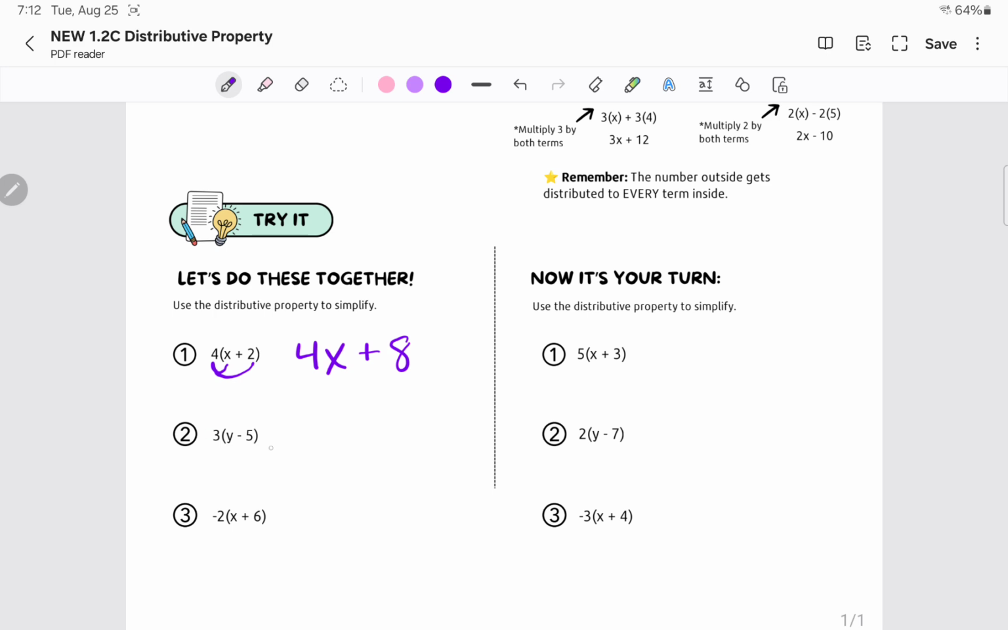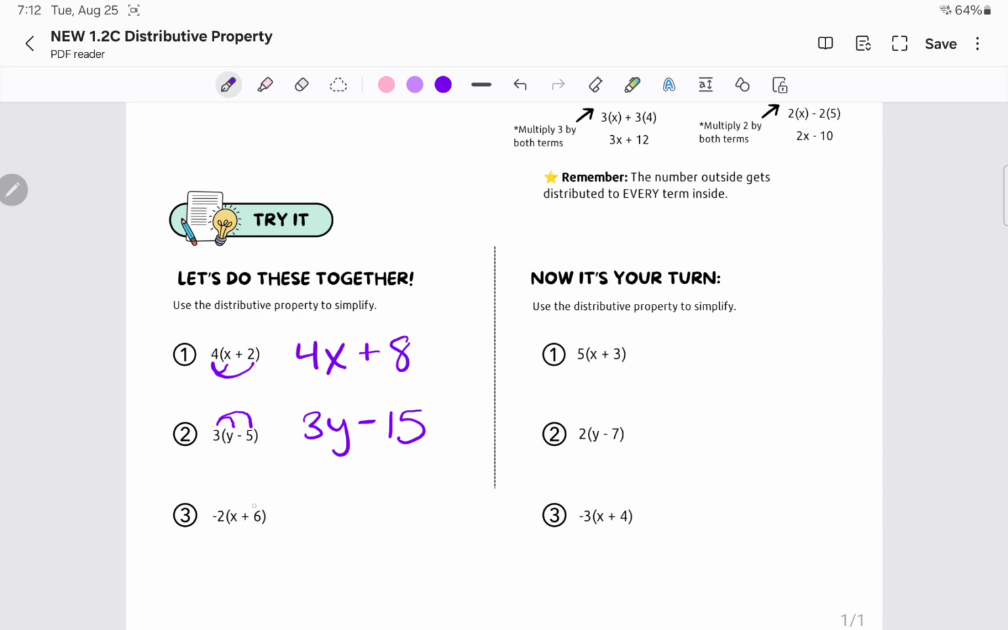I'm going to show you with the rainbows this time for number 2. I'm going to multiply 3 times y, so I'm going to show that with a little rainbow. And 3 times y is what? 3y. Now I have this minus in the middle, so I'm going to put that minus. And now I'm going to multiply the 3 times the second term, which is 5. 3 times 5 is 15.